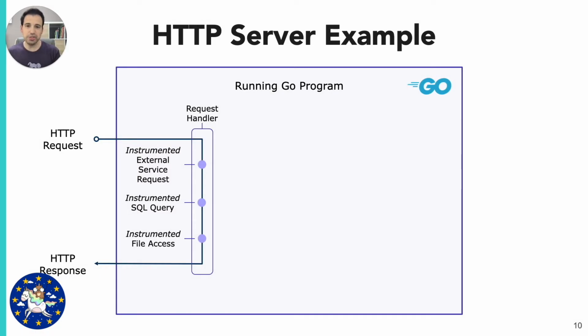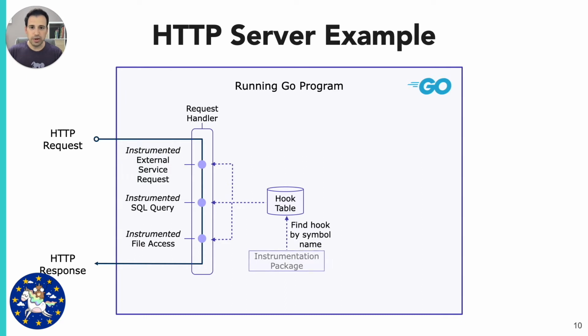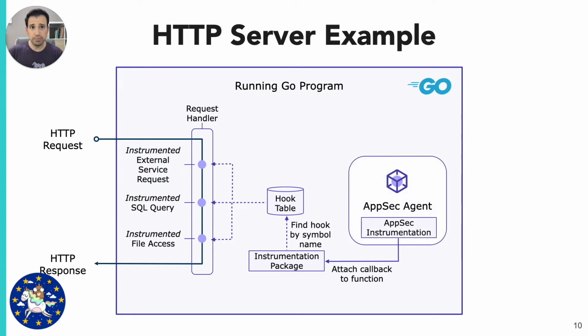So back to our HTTP server example, once compiled with this static instrumentation, our points of interest are now instrumented with hooks. They can be found using the hook table, which is indexed by function symbol name, and we can build the dynamic instrumentation package providing a convenient high-level API allowing to attach a Go function callback to an instrumented function. Then we can build the application security agent on top of it, receiving even higher level instrumentation instructions, for example, coming from a backend. And it has now everything required in order to dynamically instrument this program.